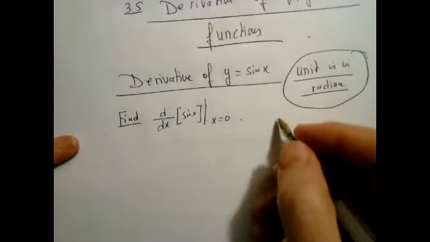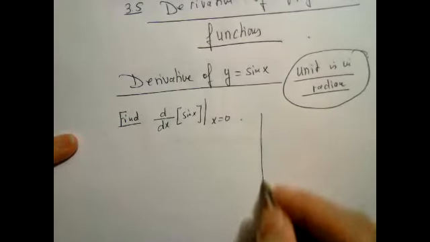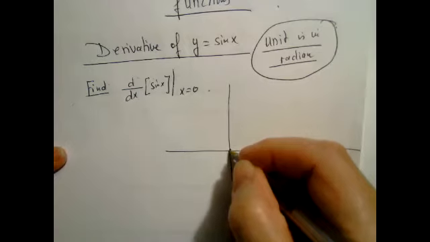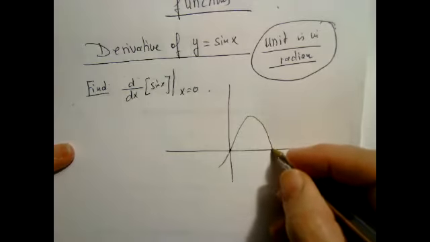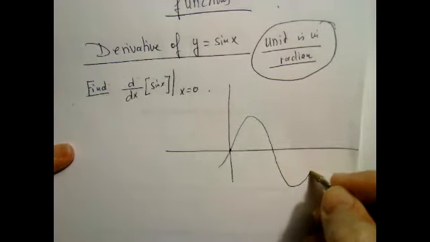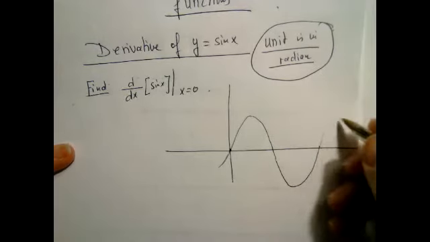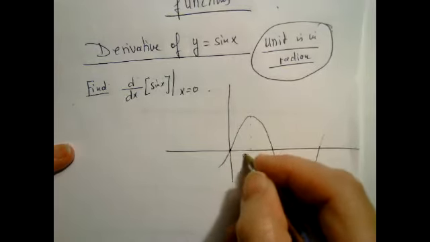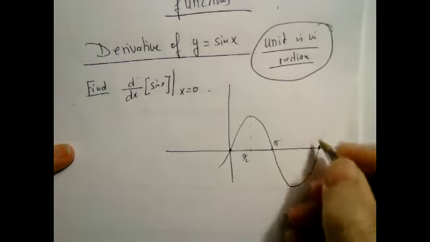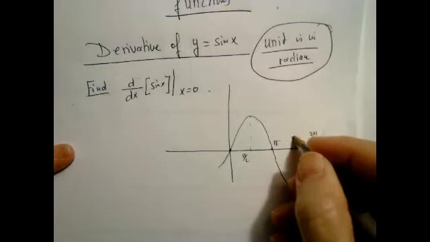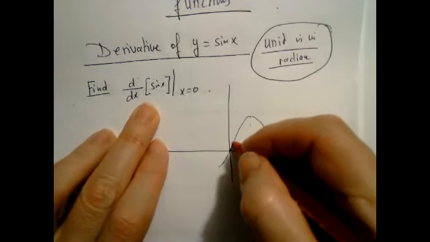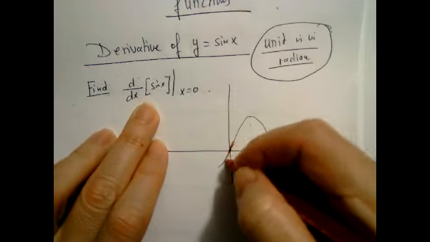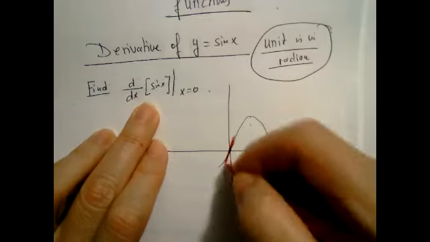So let us remember the graph of my sine function. It starts here, goes up to pi over 2, then back down to pi, goes down, up, and then it repeats itself. This is pi over 2, this is pi, this is 3 pi over 2, and this is 2 pi. I just want to find the derivative here at 0. It means I want to find the slope right there. That's the only one I'm going to go after.